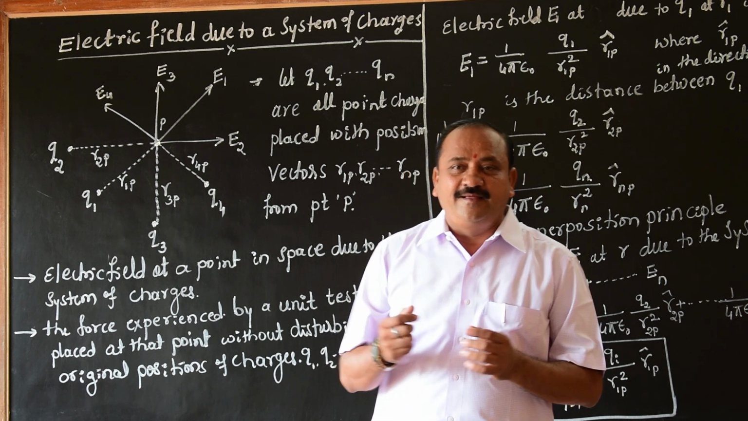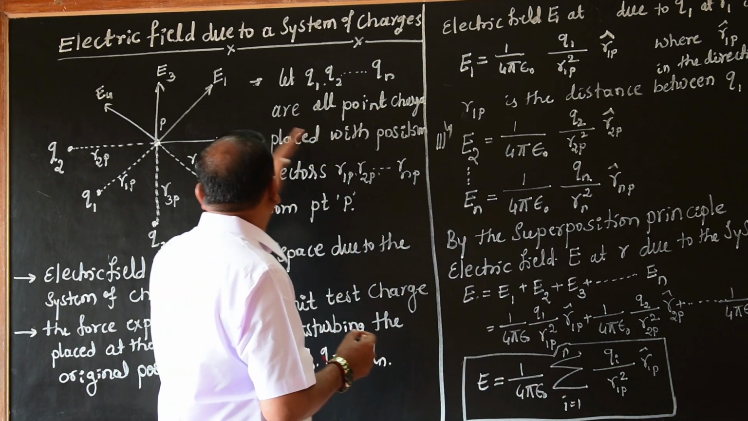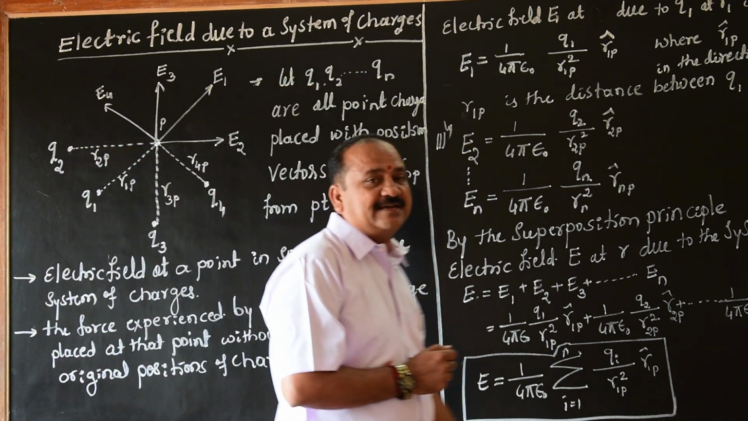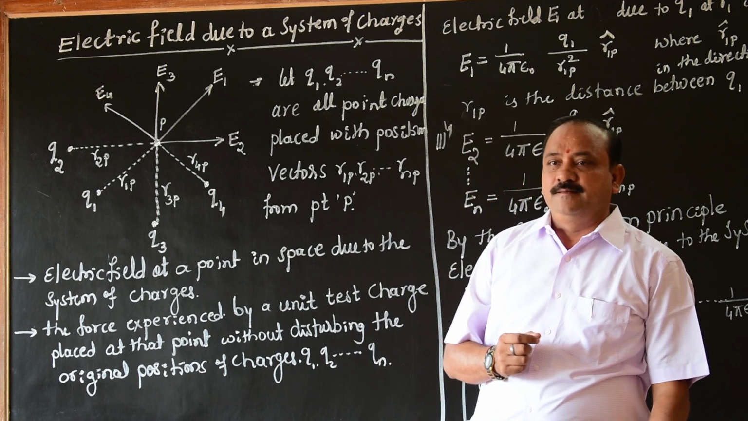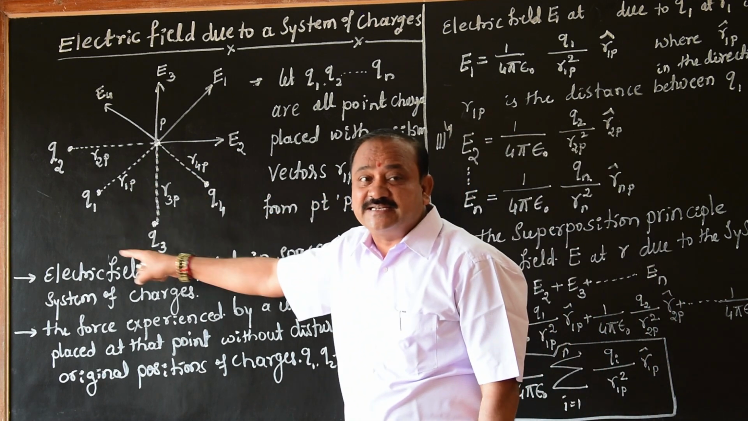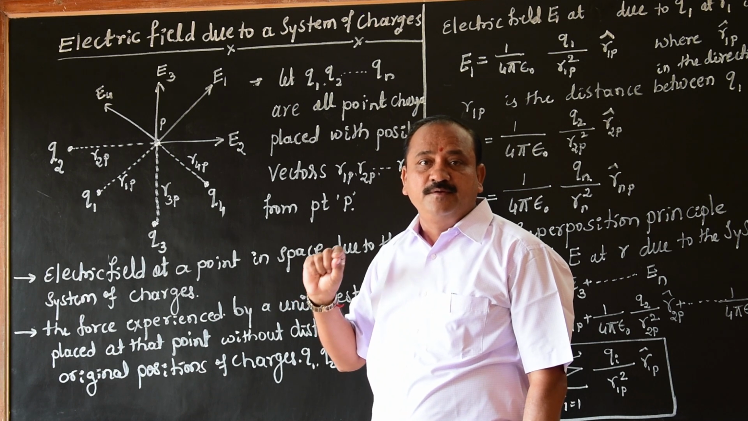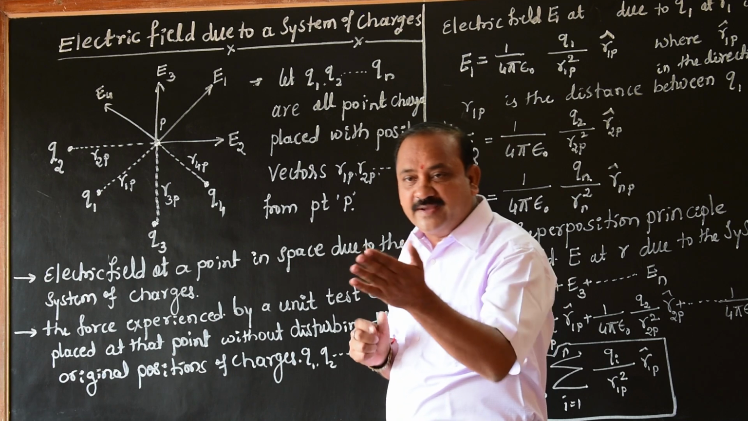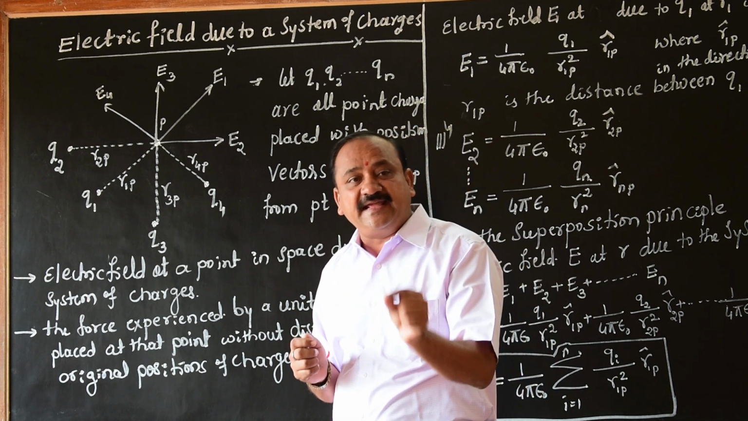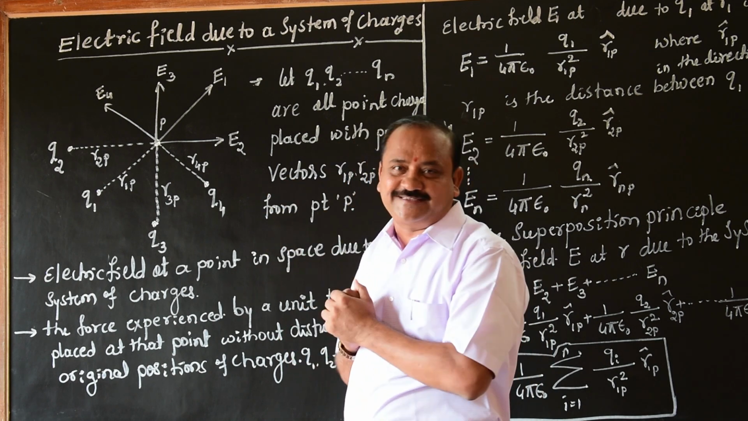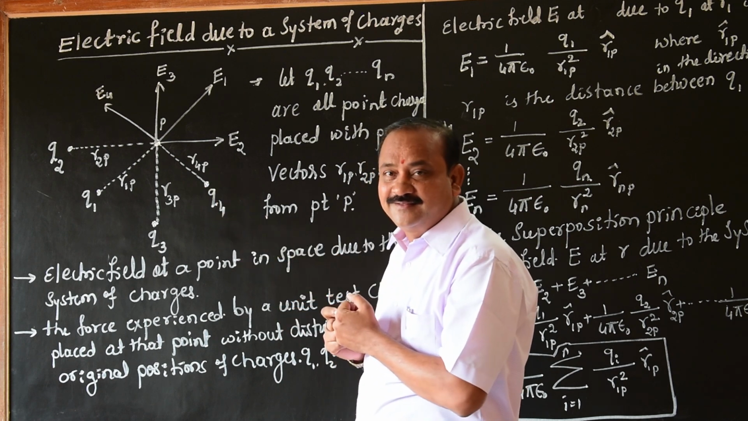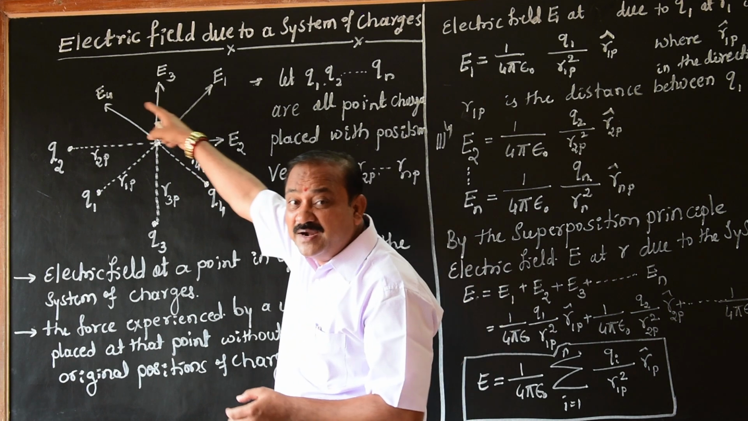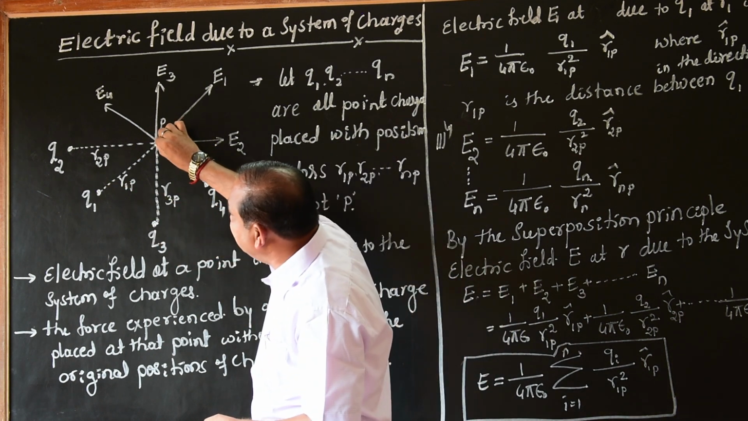Now, we must discuss the electric field at a point due to a system of charges. Here, a number of point charges are there. Previously we found the electric field at a point due to a single point charge. But in this case, what is the electric field due to a system of charges, or multiple charges, at this particular point?